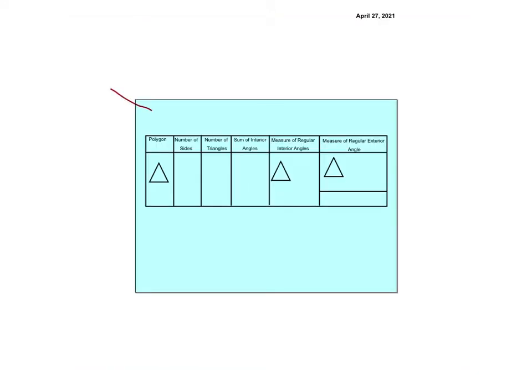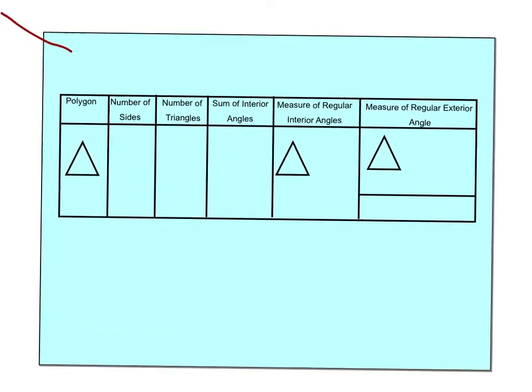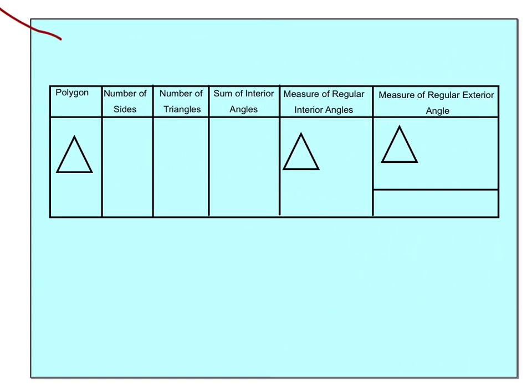So I want to consider something. I want us to start looking at some shapes and see what happens. So for the number of sides of a polygon, we have a triangle. So there's 3 sides. Number of triangles, 1. So the sum of the interior angles, remember that from Unit 3, is that the sum of all angles in a triangle is 180 degrees.